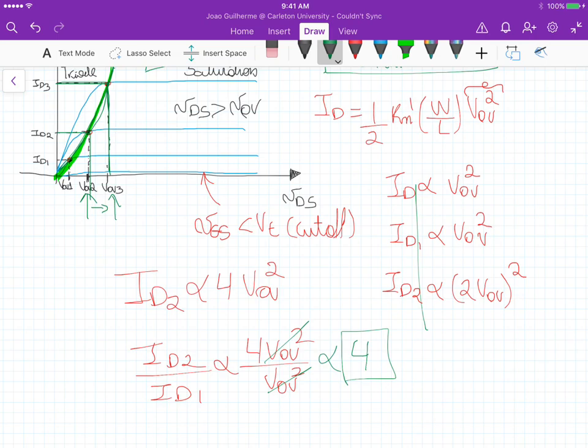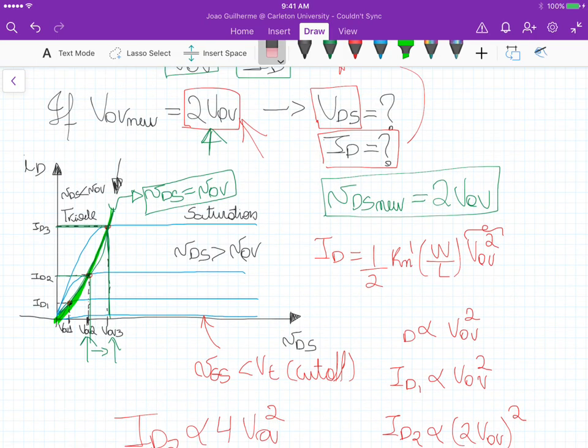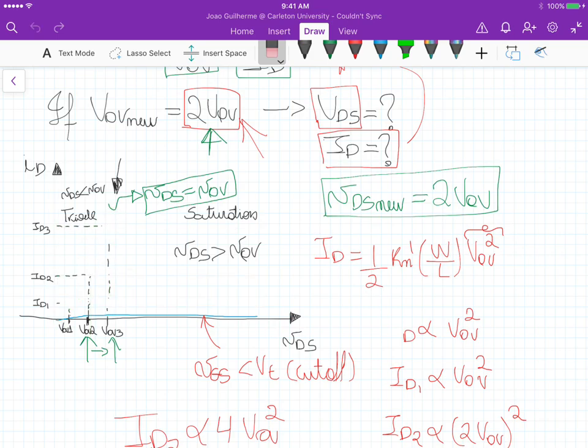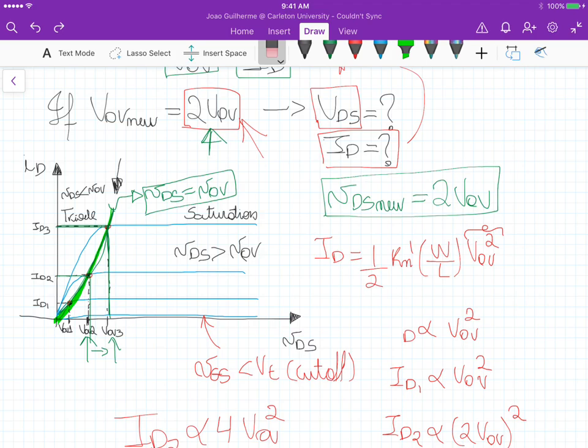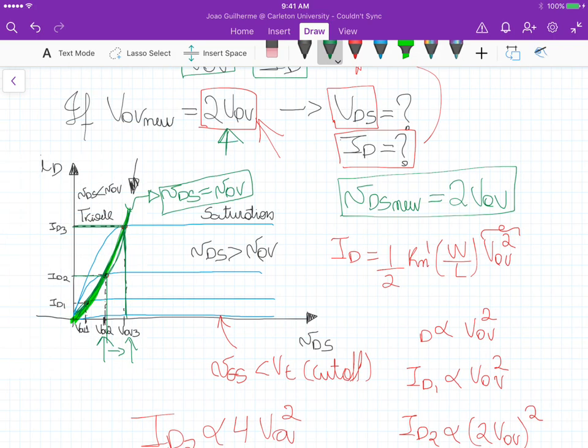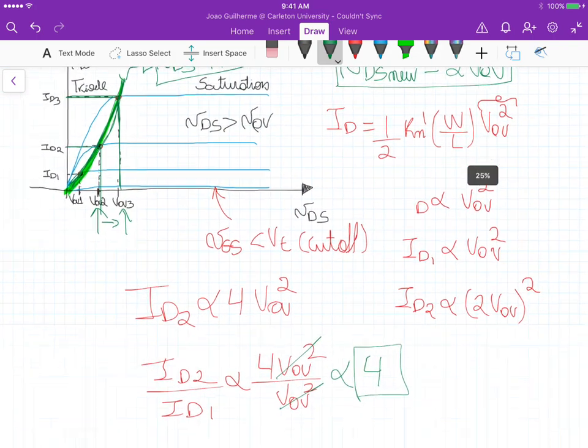Okay, and we see that by basically looking at the behavior of this curve here. So it's a parabola, right? So basically for this particular transistor, it's going to be increasing by a factor of 4.